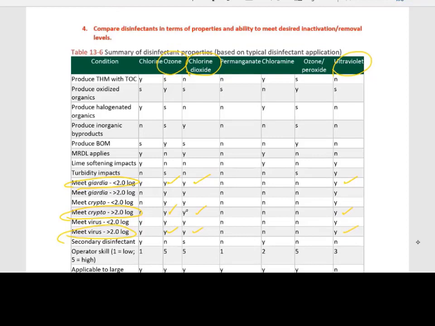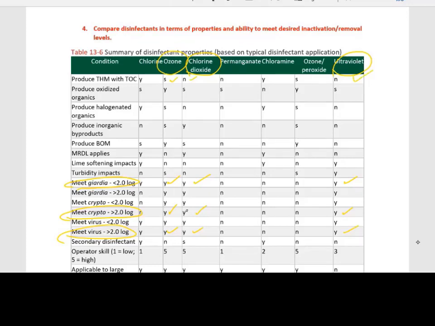We can also look at other issues, for instance, the production of trihalomethanes with TOC. Now, I will disagree with some of this table, but that's okay. With ozone, it says S for slight. The reason for that is you don't produce trihalomethanes with ozone. You produce trihalomethanes if you ozonate, and then you use chlorine to provide a residual in the distribution system. All 3 of these are okay.